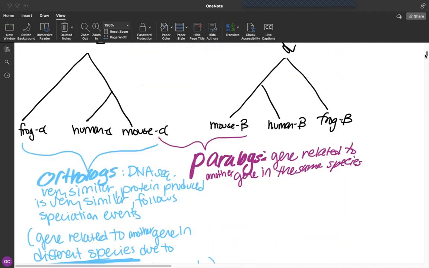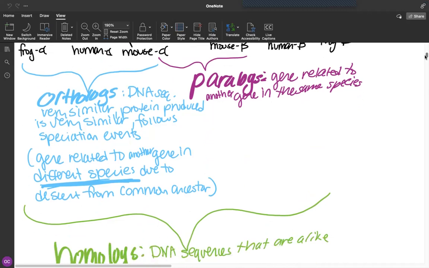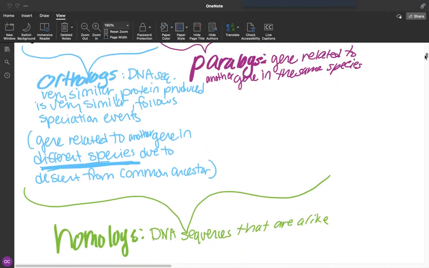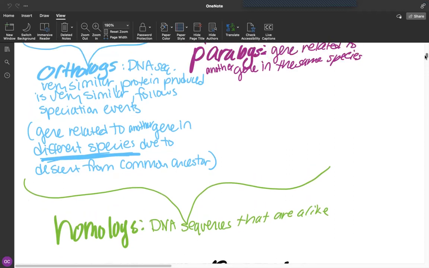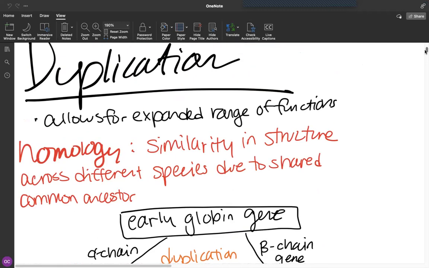And then if we're comparing all of these organisms and the loci, we're looking at homologs, which are DNA sequences that are alike. So more of a loose likeness than orthologs or paralogs. So remember, paralogs is the same species, orthologs are different species, and homologs are more of a general term to describe sequences that are alike. And that goes back to our definition of homology.